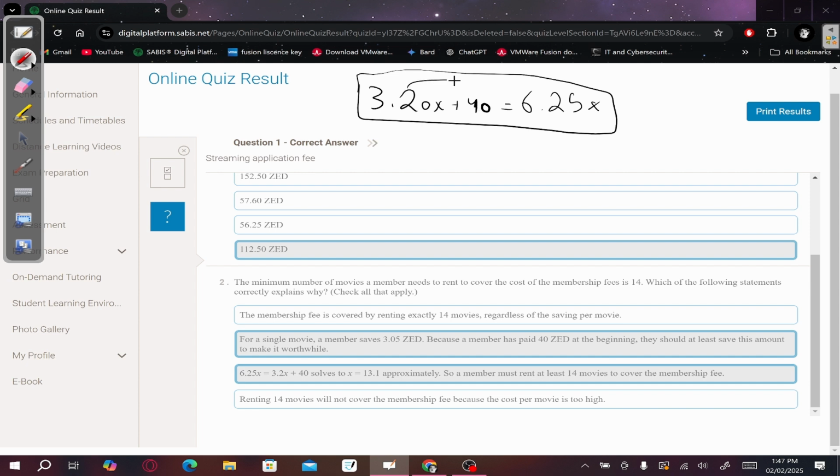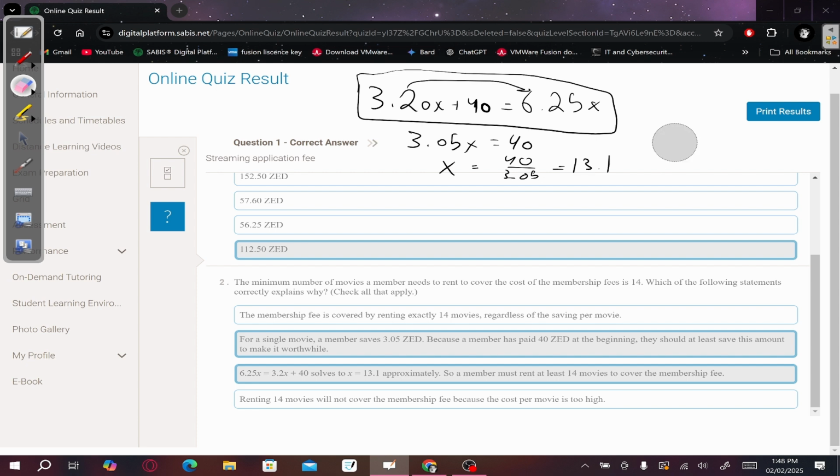So what we're gonna do now, we're gonna take the 3.20 to the other side. 6.25 minus 3.20 gives me 3.05x equals 40. Divide by 3.05 on both sides. X equals 40 over 3.05, which equals 13.1. Okay, so we'll round this down to 13, let's just say. Actually, let's not round down, because if we use 13 it would still not be worth it. Whatever, just to demonstrate what I mean, let's say you rented 10 movies, right?